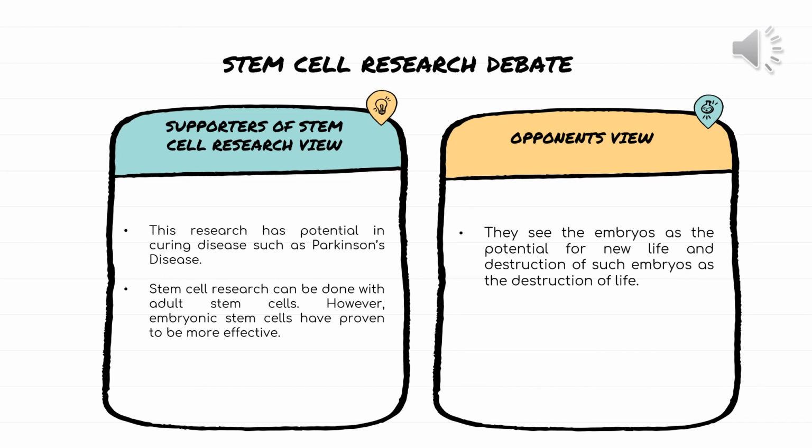Stem cell research debate. Supporters view this research as having potential in curing diseases such as Parkinson's disease, and the curing process will be more effective if embryonic stem cells are used rather than adult stem cells. While opponents view embryos as the potential for new life and the destruction of such embryos as the destruction of life.